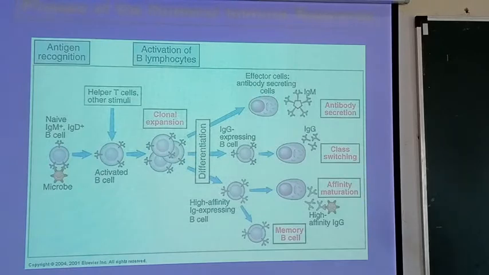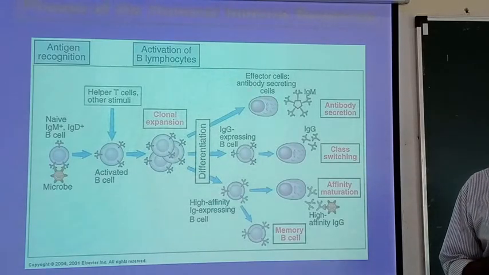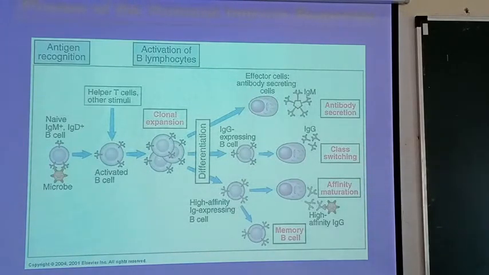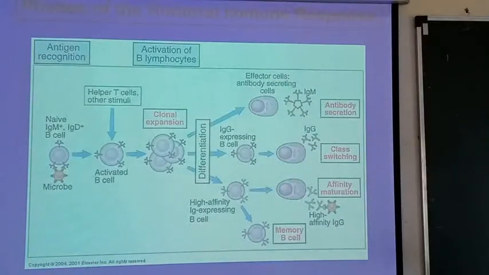Now, how is the humoral response shown? Humoral response means antibody mediated response. This is an example of how antigen recognition is carried out, how the activation of B lymphocytes takes place, and once activation takes place, how maturation occurs and the memory cell is kept. So, here the microbes are attached to the B cell.